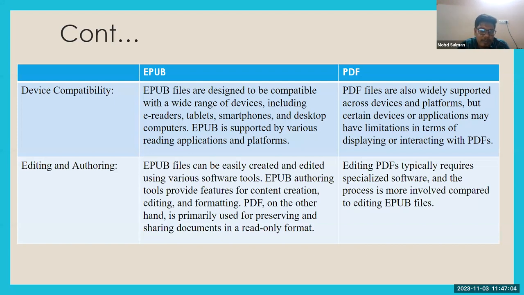Editing and authoring. The next point is EPUB files can be easily created and edited using various software tools. EPUB authoring tools provide features for content creation, editing, and formatting. PDFs, on the other hand, are primarily used for preserving and sharing documents in a read-only format. Editing PDFs typically requires specialized software, and the process is more involved compared to editing EPUB files.